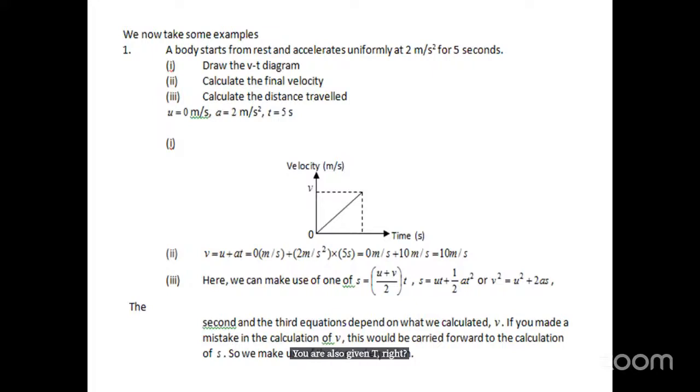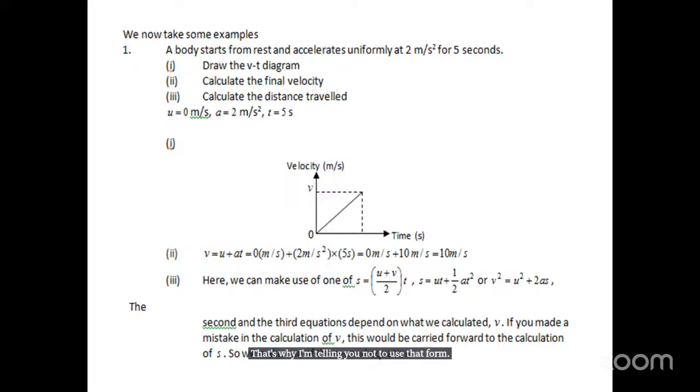Please, sir, we're not given V. We calculated V. Five seconds is the time. Please, sir, we calculated V. We were not given V, the final velocity. We calculated it. I mean, we are given time, T. Yes, sir, we're given time, but we calculated final velocity. That's why I'm telling you not to use that form.